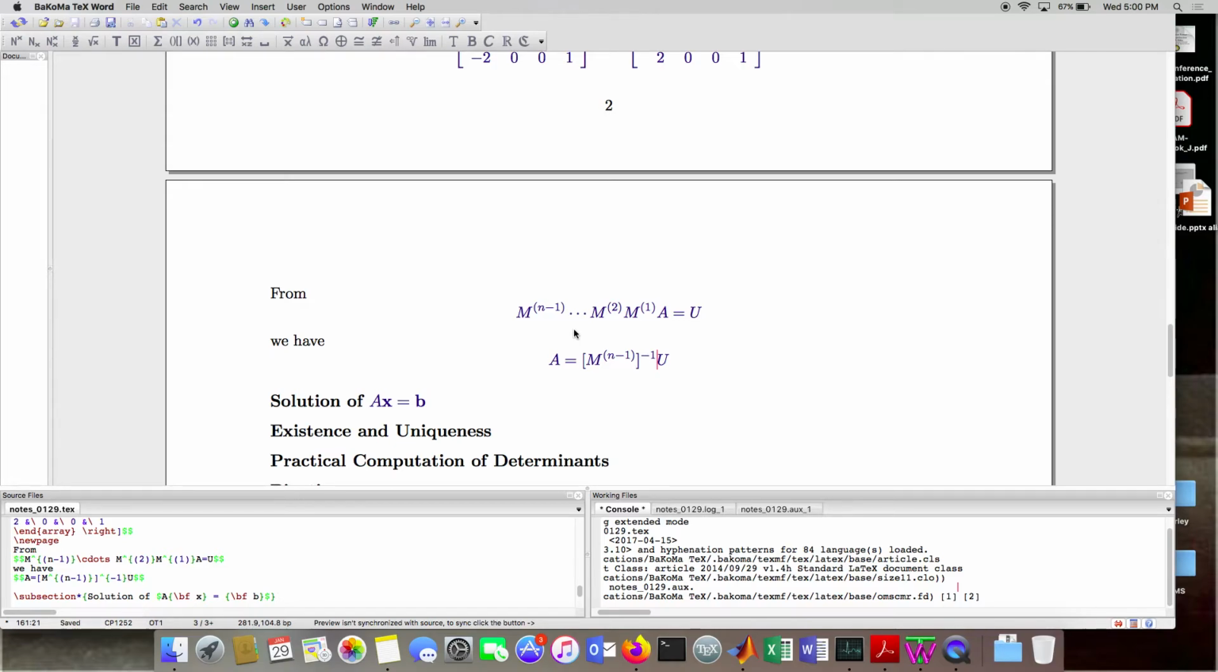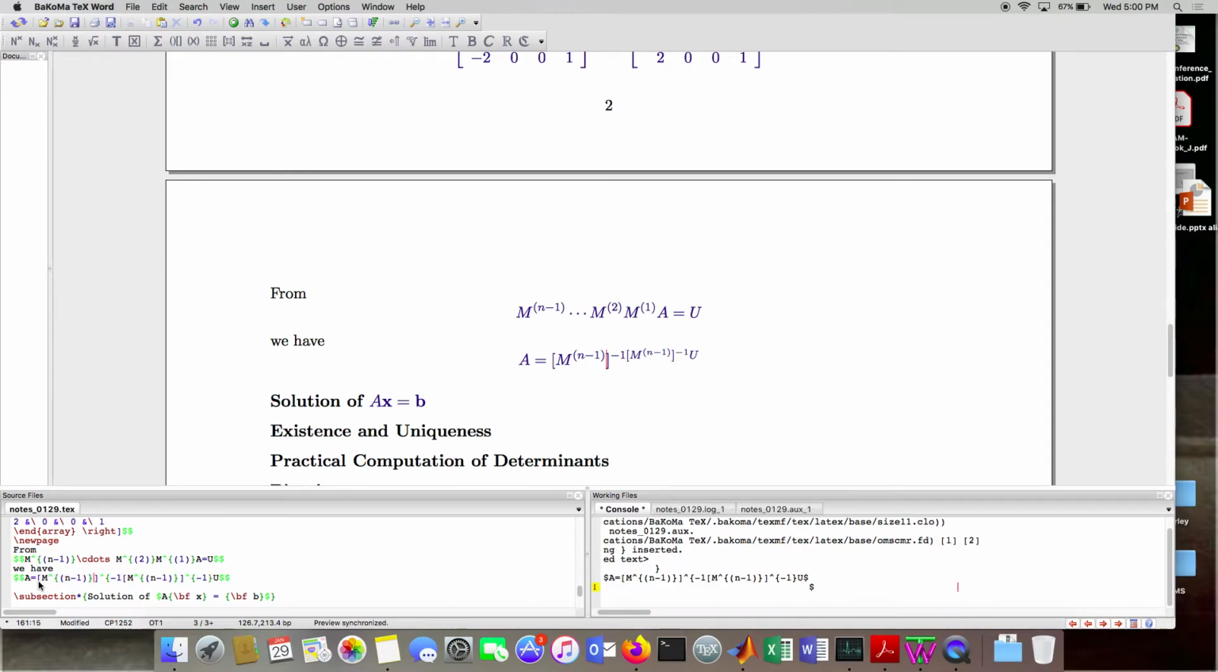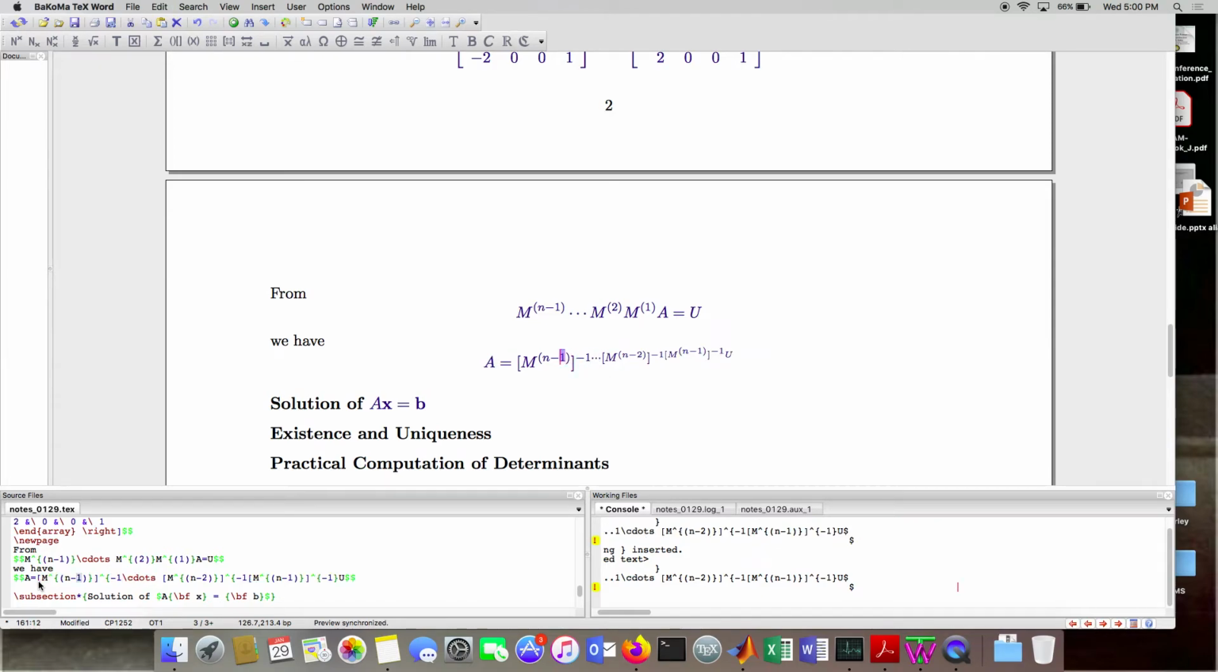Yeah, but first of all, just to show what's going on here. So then, so multiply by that inverse, and then column n minus 2, and so forth, down to 2.